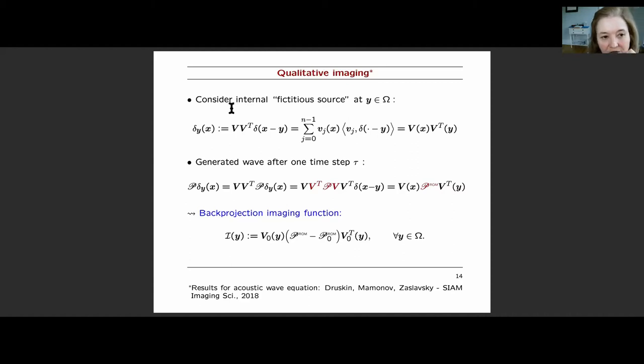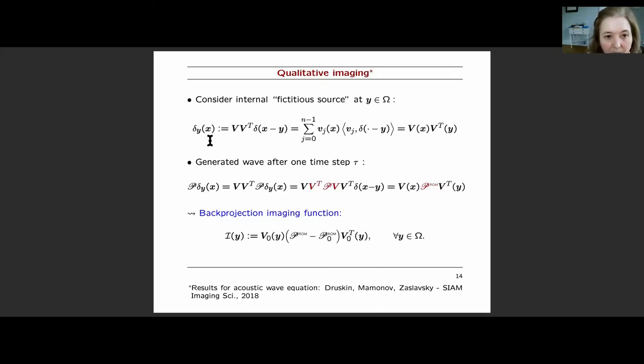This is actually the first time this idea of using the reduced order model to generate internal waves originated. And since then, we have done some work on that, in fact with Shari Mosca as well, for elliptic equations, not for hyperbolic equations. And we are still working on that idea. Okay, so let's describe this method.